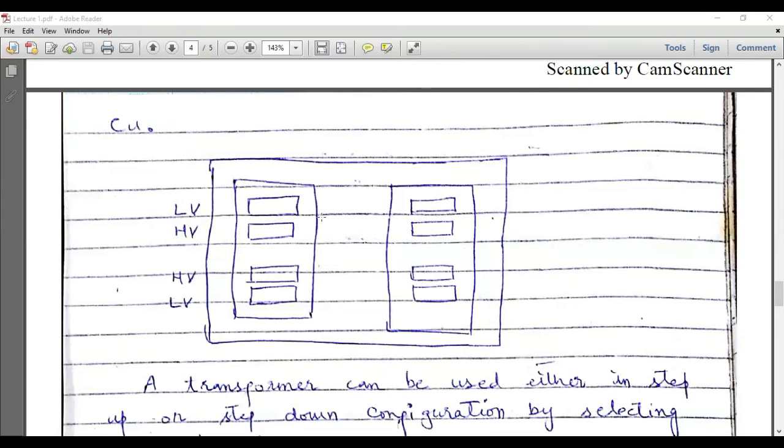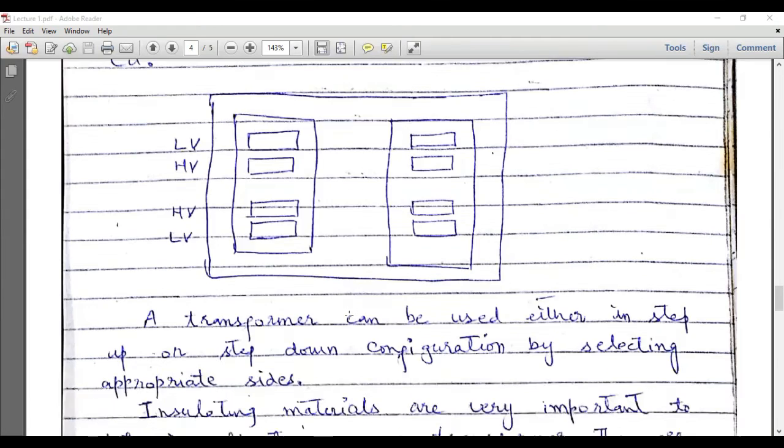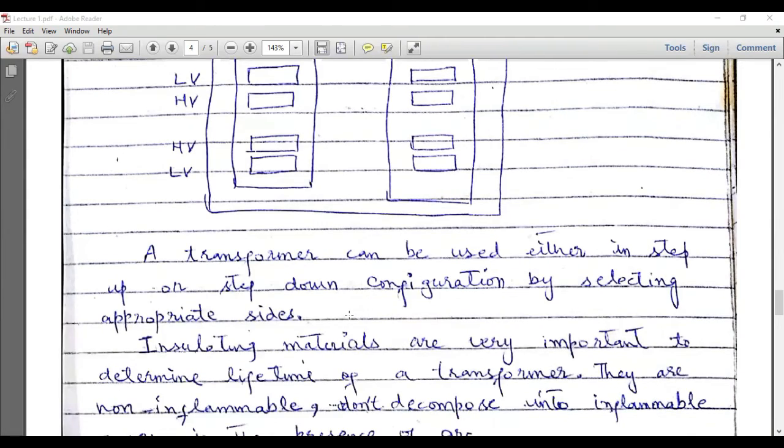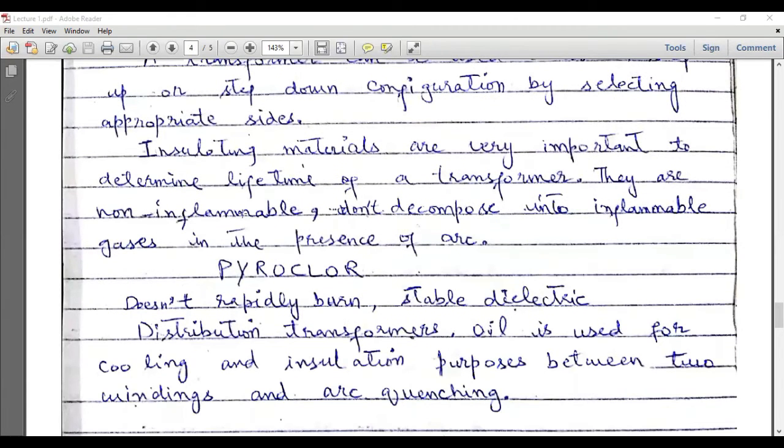So this is the configuration, and you can see this is the low voltage slot, this is the high voltage slot, and this is also a high voltage slot. Across these slots, high voltage winding will be done, and across these outer slots, low voltage windings will be done. So a transformer can be used either in step up or step down configuration by selecting appropriate sides.